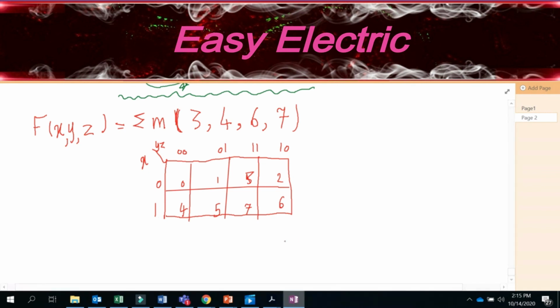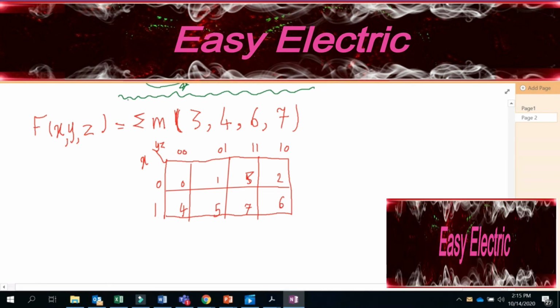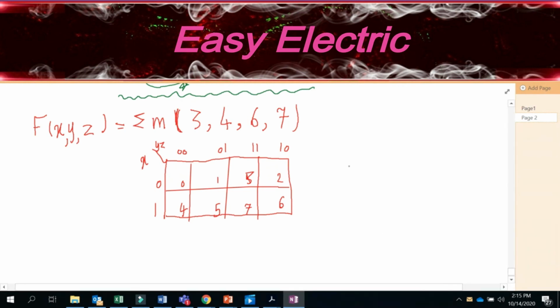Then just take a look at whatever you have here, which is minterm 3. You have 1, you have minterm 4, just put 1, 6, put 1, and 7. Okay, so we actually got something like this.